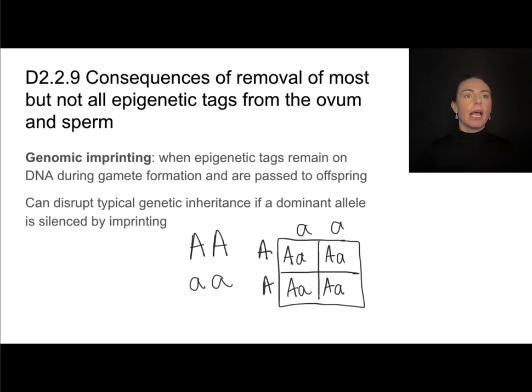Let's, however, consider the possibility that one of the father's alleles is silenced by genomic imprinting. Okay, so this is a silencing factor. Well, that means that this dominant allele is silenced. This dominant allele is silenced. This dominant allele is silenced. That means that these two individuals will not display the dominant phenotype. They will have the recessive phenotype. They still have the dominant allele, but it was silenced in the father, and that was passed down into the offspring via gamete formation. So these are things that can disrupt typical patterns of inheritance, particularly when it's the dominant allele that has remnants of that genomic imprinting.